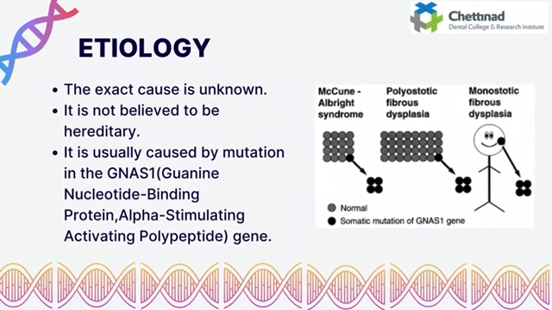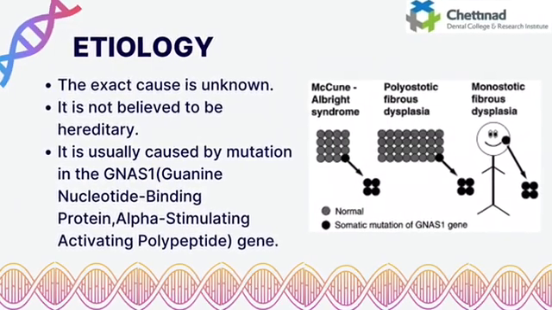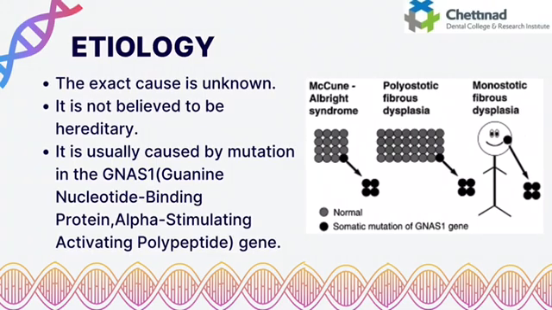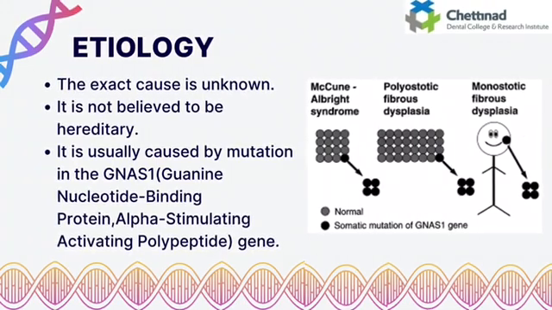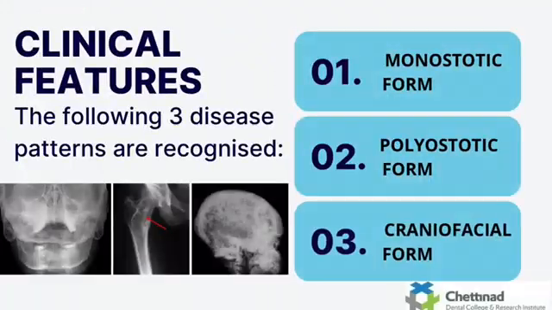Etiology. The exact cause is unknown. It is not believed to be hereditary. It is usually caused by mutation in the GNAS1 gene. Clinical features. The following three disease patterns are recognized: monostotic form, polyostotic form, and craniofacial form.